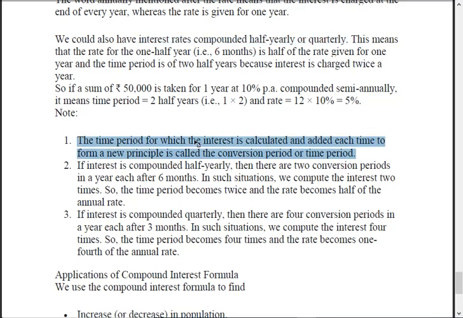The time period for which the interest is calculated and added each time to the new principal is called the conversion period or time period. Means if it's 6 months, then every 6 months it is added to the original principal, means that much part of the rate of interest. So that is known as a conversion or time period. So logically, if the compound interest is calculated half yearly, then there would be 2 conversion periods in 1 year. If it is quarterly, then there would be 4, because quarter means 3, right? 12 divided by 3, then it will be 4 conversion periods.